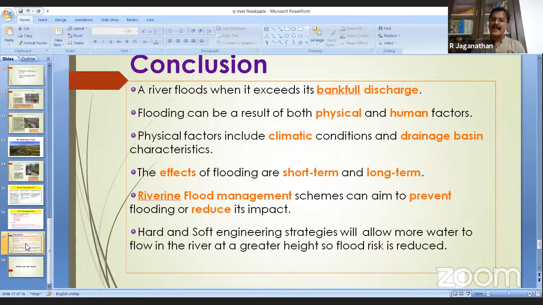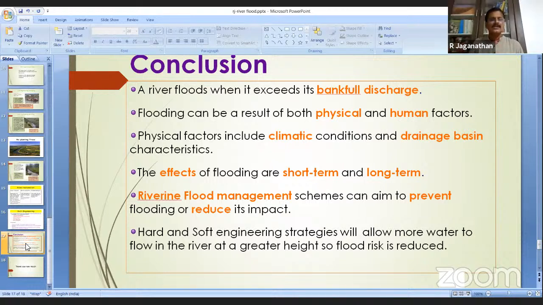Physical factors include climatic and drainage basin characteristics. As geographers, we will be able to assess what type of climatic conditions are there. We will be able to do morphometry analysis, drainage density, slope analysis, everything for a particular village or a particular drainage basin. Then we will be able to give a sustainable development plan for that particular riverine ecosystem. The effects of flooding are short-term and long-term. Based on that, we will be able to give a very good plan. We can prepare a hazard calendar for a particular area. So riverine flood management schemes can aim to prevent flooding or reduce its impact.